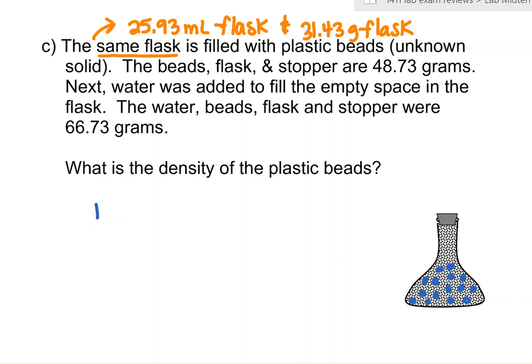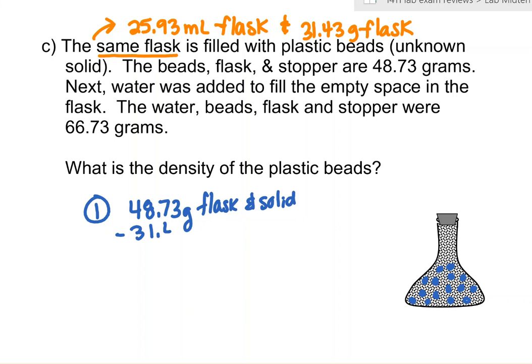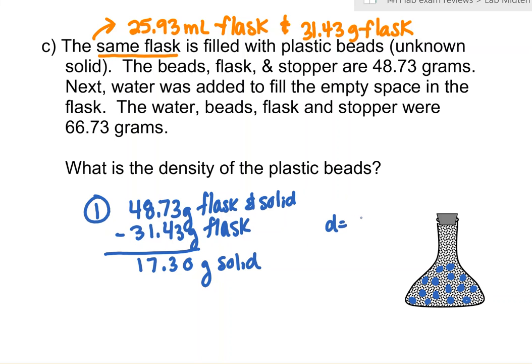So there are a lot of steps to this. I'm going to number them. The first thing, we can figure out the mass of our solid. So we have the mass with the solid in, and then we're going to subtract the mass of the flask that we had from before. Okay, so we have the mass of the solid, and of course we're going for density.